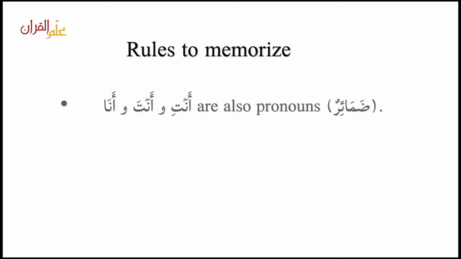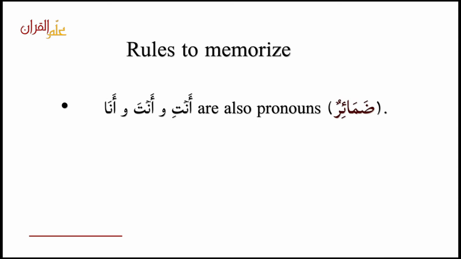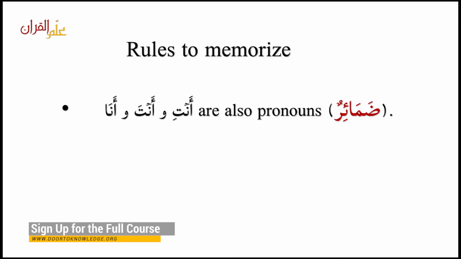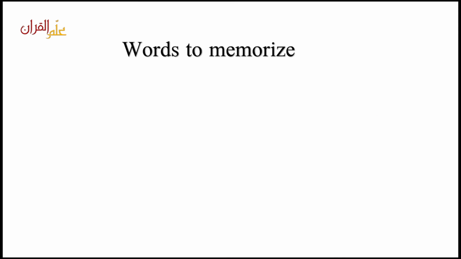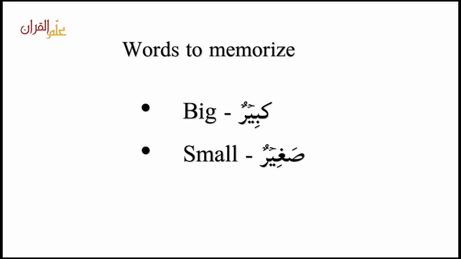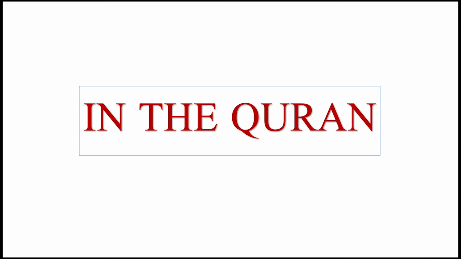Rules to memorize. أنا, أنت and أنتِ are pronouns. They are called ضمائر in Arabic. They come before a word and are separate from the word. Words to memorize. كبير, big. صغير, small. And this is it for this video. How it comes in the Quran we will learn in the next video.